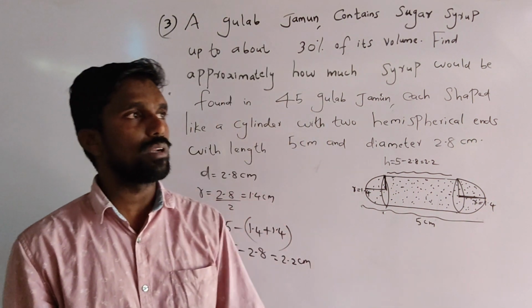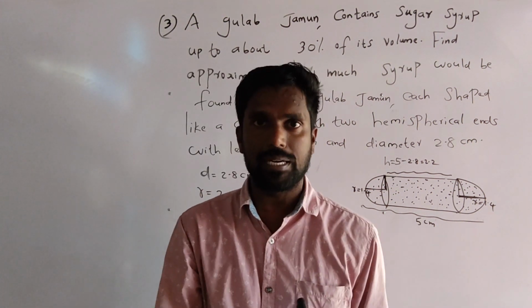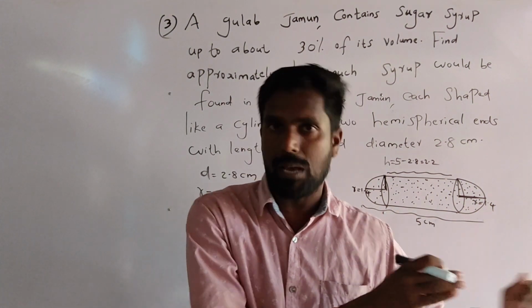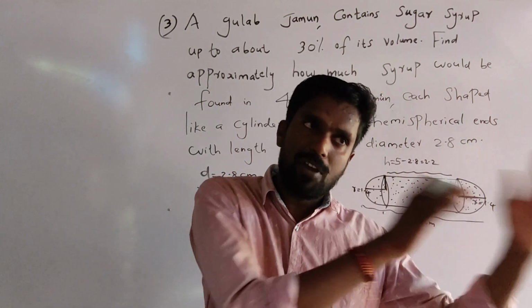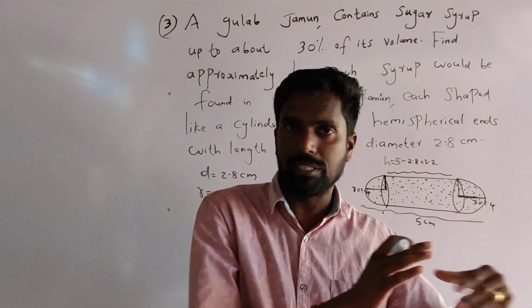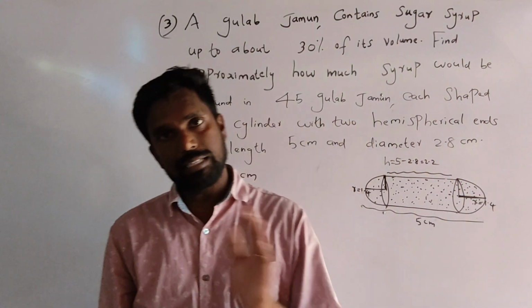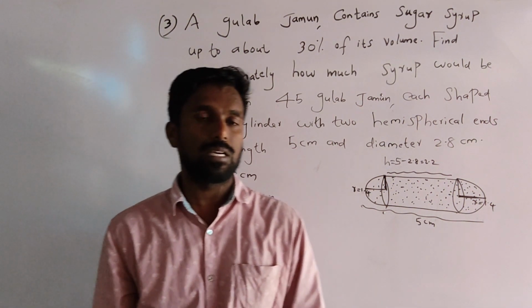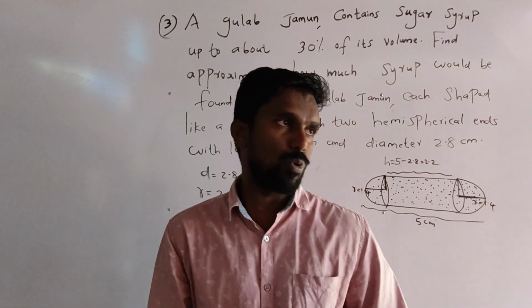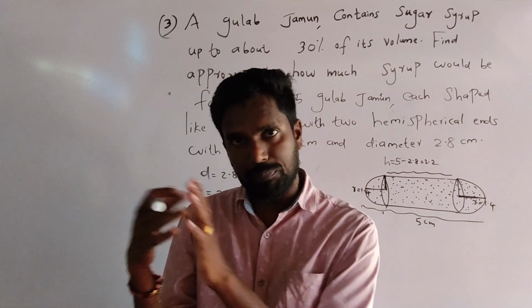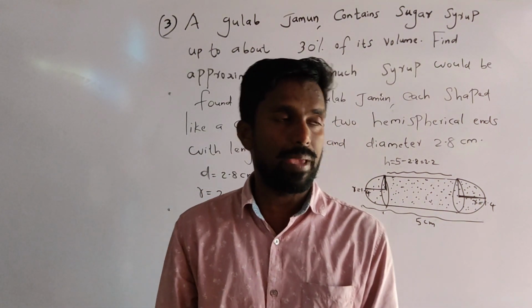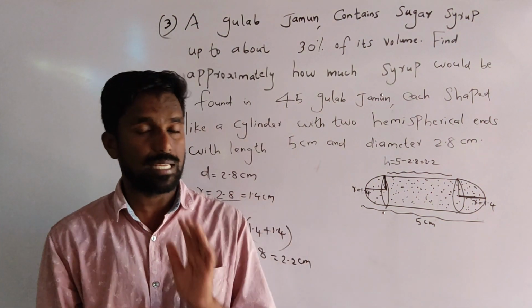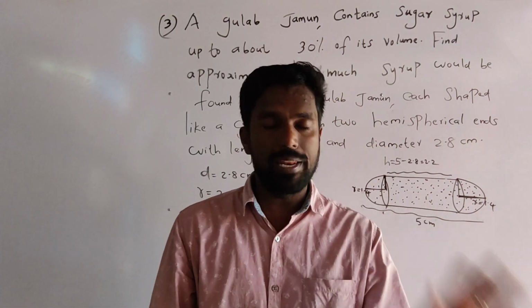So you can find out the answer in two ways. One method is you can find out the 1 gulab jam's volume, then the 45 gulab jam's volume, then you can find out the 30%. Sugar syrup means into 30%. Another method is you can find out the 1 gulab jam's volume, then find out the sugar syrup 30%, then you can do the 45 gulab jam. Any way you can find out the answer. It is very simple.